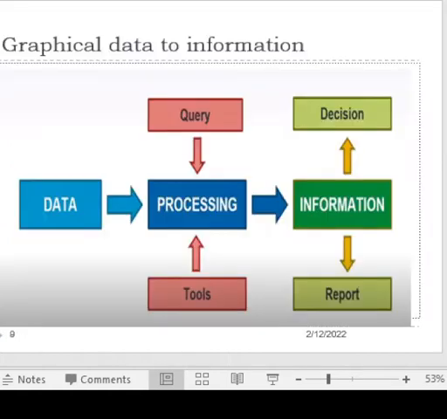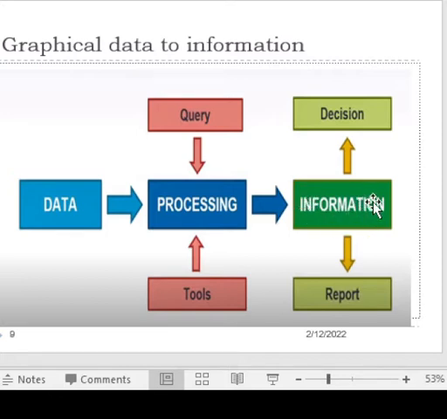This is the concept. As you see in this graphic, to get information from data, first of all there is the data. The data is a raw fact we can collect from any environment. Then there is the processing section. We can process the data by using tools, or by using a query language. After processing the data, we get some information.